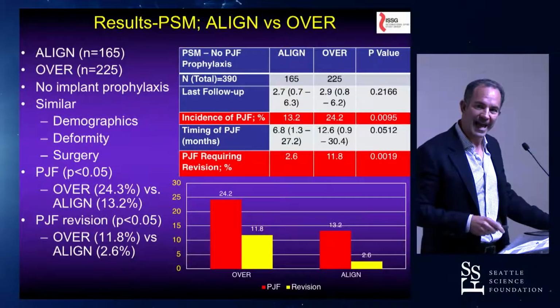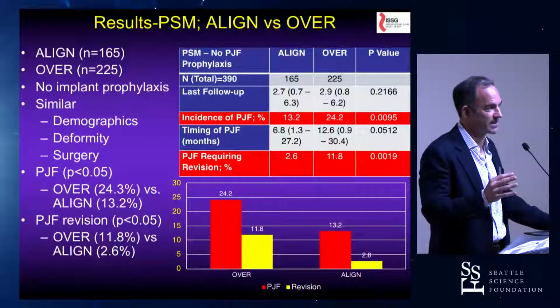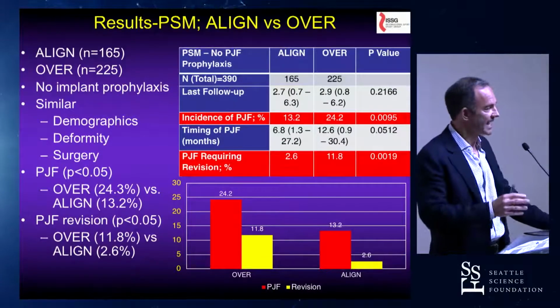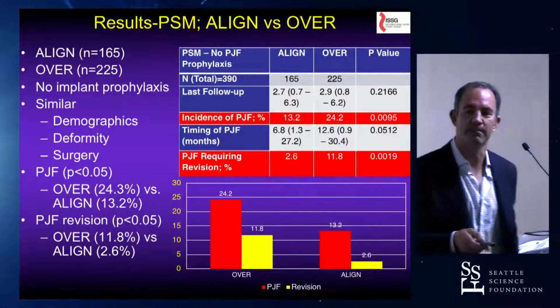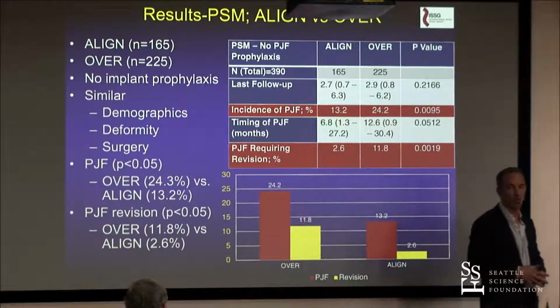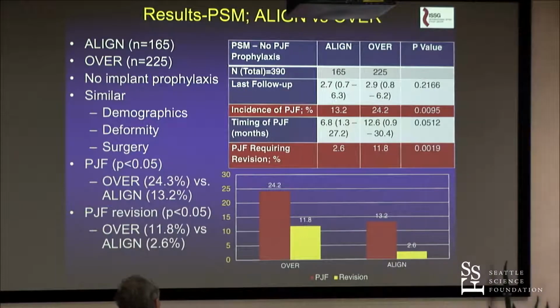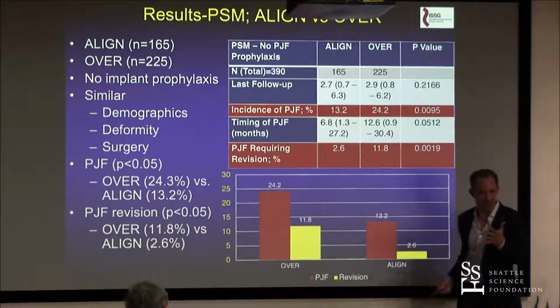But then if you look at alignment alone, if you take patients that had no prophylaxis, but you didn't overcorrect them, compared to patients that had no prophylaxis and you did overcorrect them, look at the drop in junctional failure. 24.2, almost 25%. So 1 in 4 patients is going to fail if you overcorrect them and put in no prophylaxis. But look at the decline in the alignment group, down to 13%, almost cut in half.